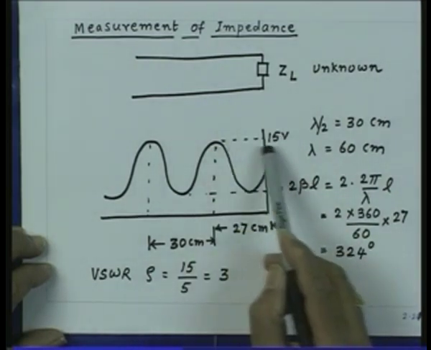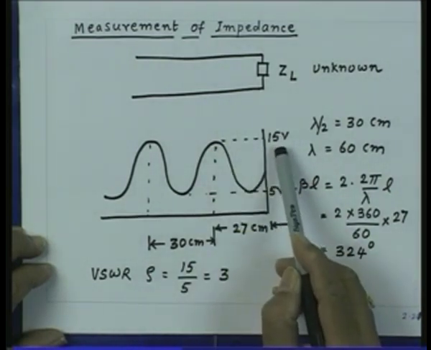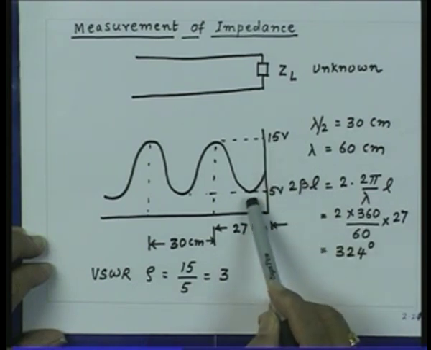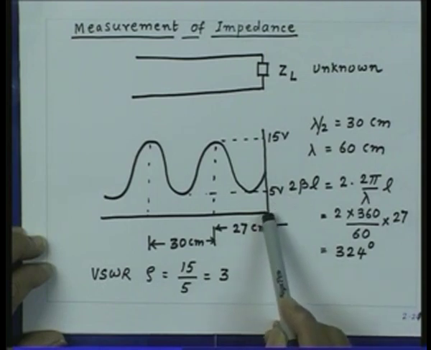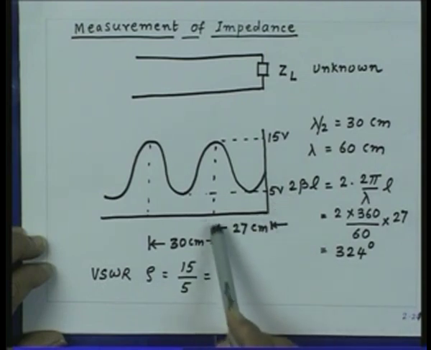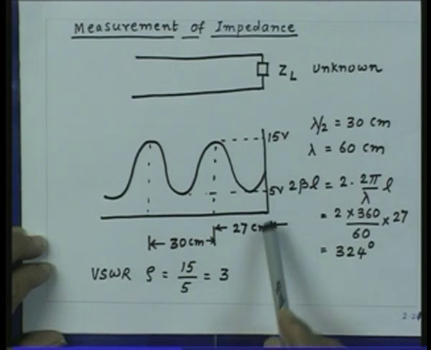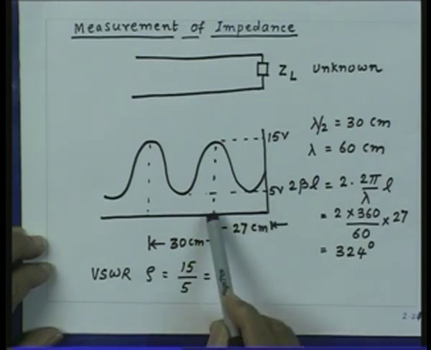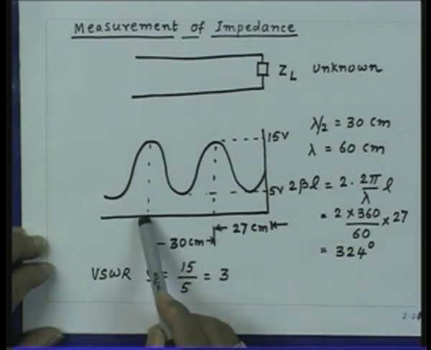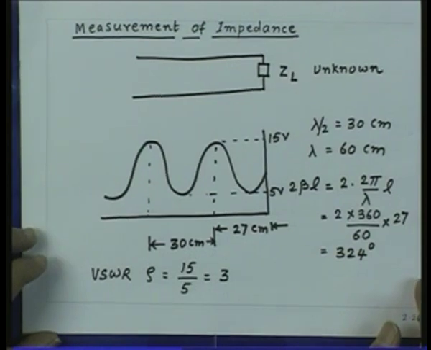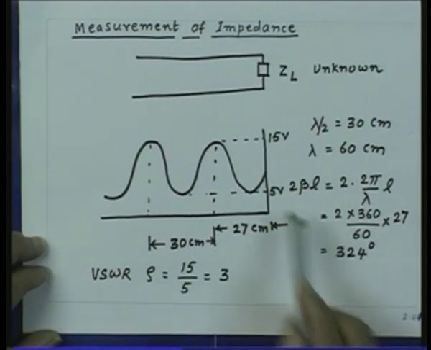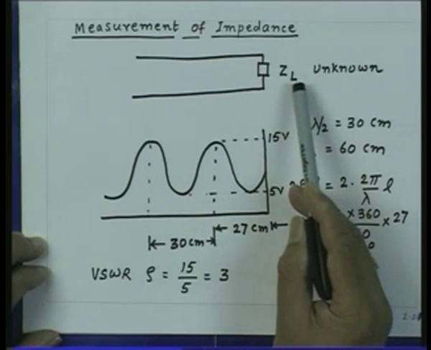Let us say the maximum voltage which you see on the transmission line is 15 volts, the minimum voltage which we see is 5 volts. The location of the first maximum is 27 centimeters from the load end of the line, and the distance between the two adjacent maxima is 30 centimeters. Knowing this information, we would like to find out what is the unknown impedance.